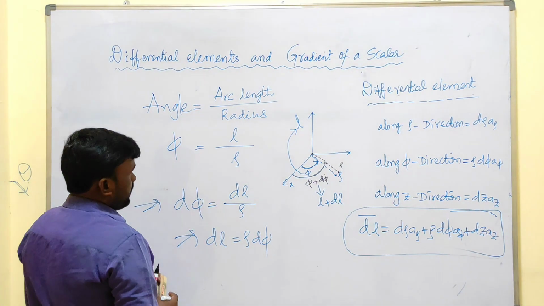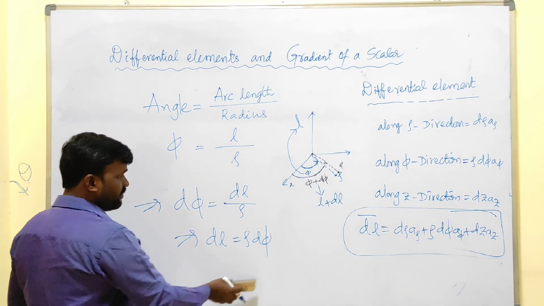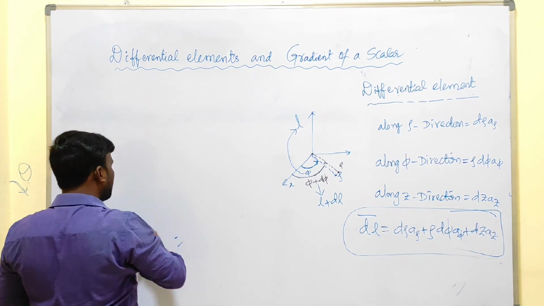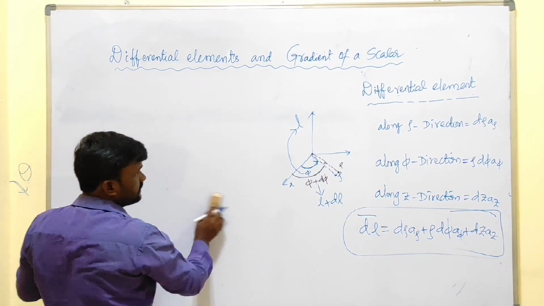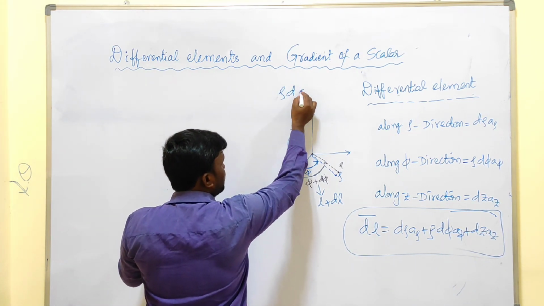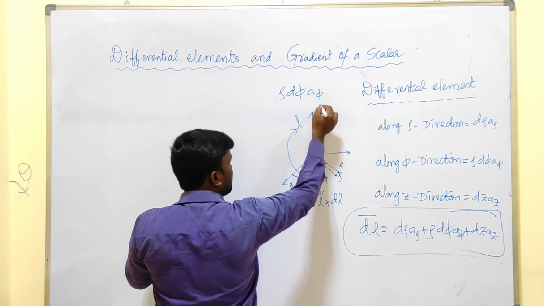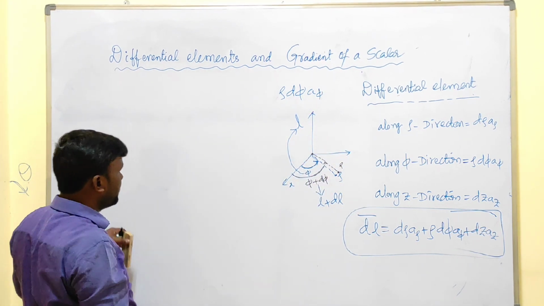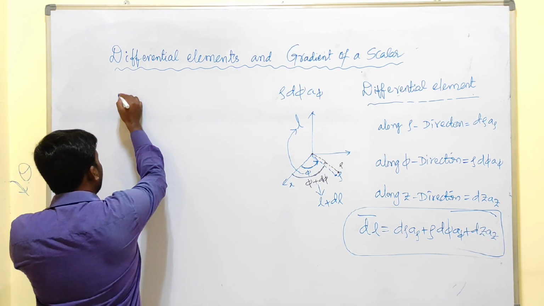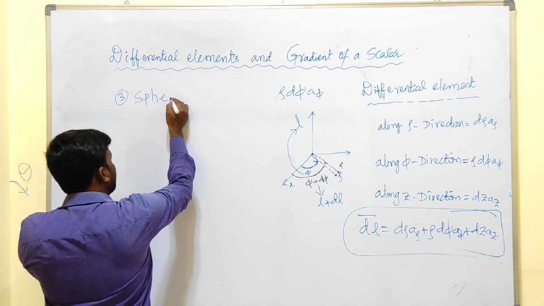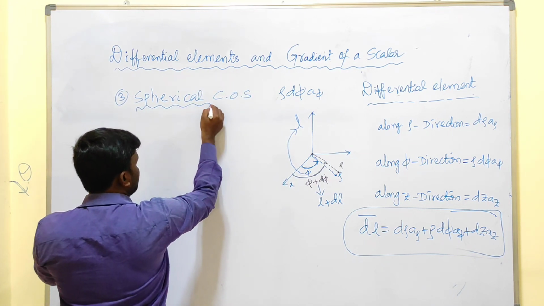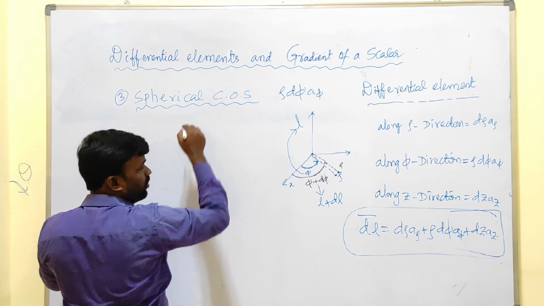Now can you write differential elements in spherical coordinate system? For that, what you require: here I am writing along phi direction, we have differential element rho d phi a phi. With the help of that one, we can write differential elements in spherical coordinate system. COS stands for coordinate system. Please take it as coordinate system.